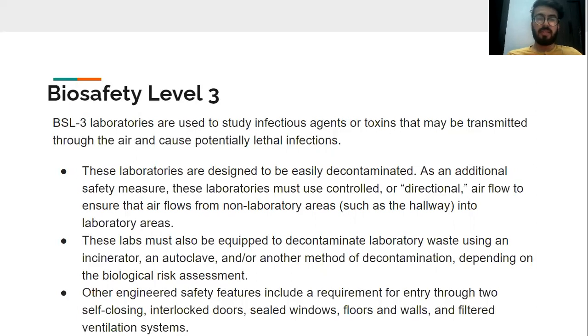As an additional safety measure, these laboratories must use controlled or directional airflow to ensure that air flows from non-laboratory areas into laboratory areas. So to prevent any contamination in the laboratory and non-laboratory areas, directional airflow equipment is used. These labs must also be equipped to decontaminate laboratory waste using an incinerator, an autoclave, and other similar methods of decontamination. Other safety features include a requirement for entry through two self-closing interlock doors, sealed windows, floors and walls, and filtered ventilation systems.